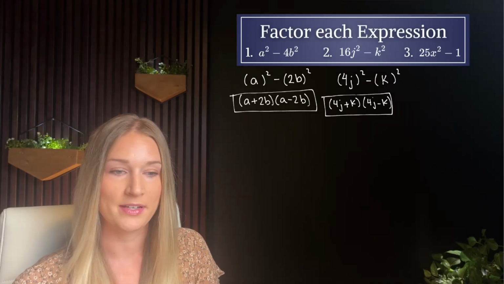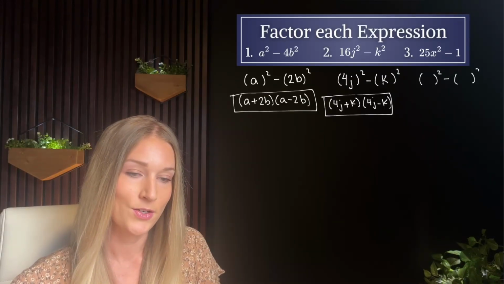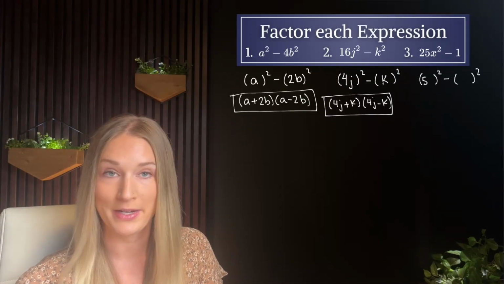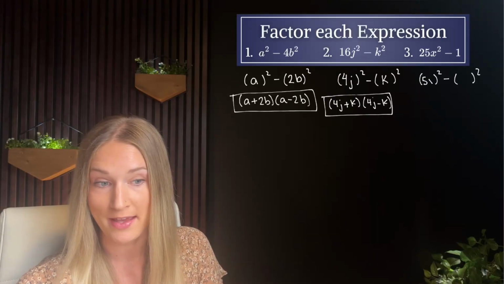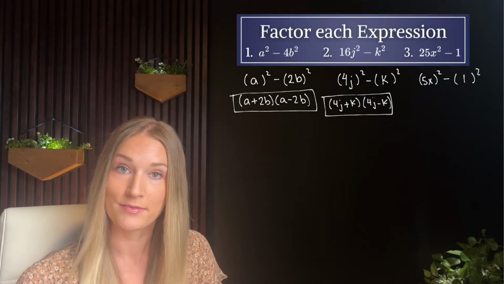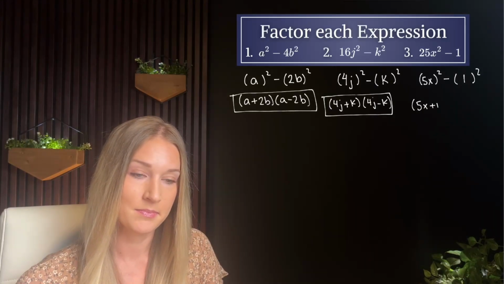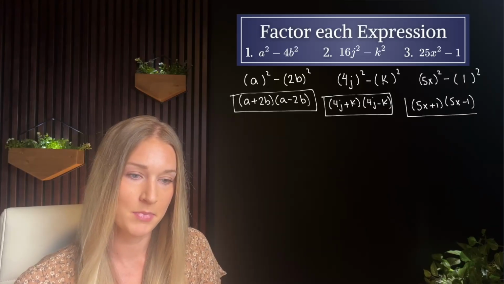My last one, again, I need the difference of squares. 25 would be 5 squared, and x squared is just x squared. 1 is also a perfect square, that's 1 squared. So I take these bases, I add them, and I subtract them to get the factored form of my polynomial.